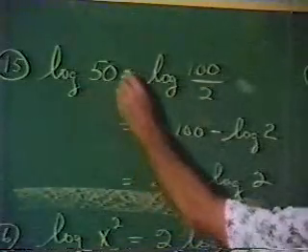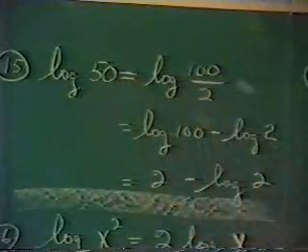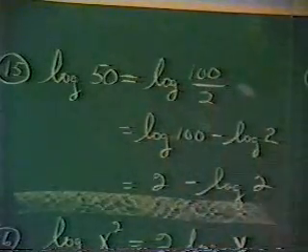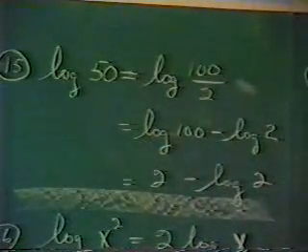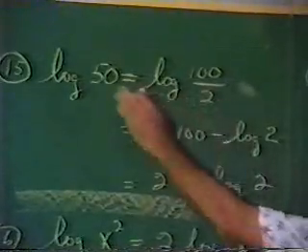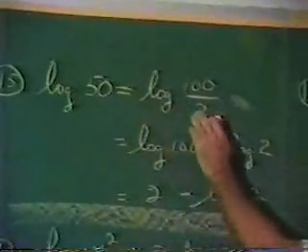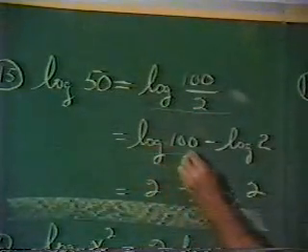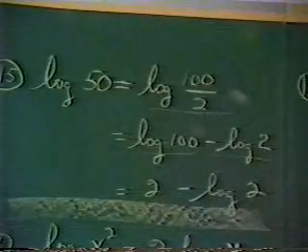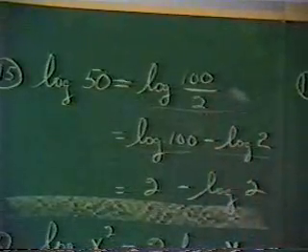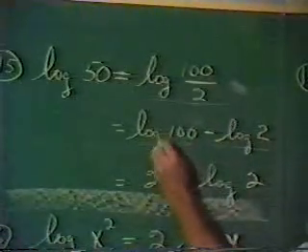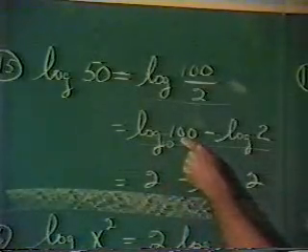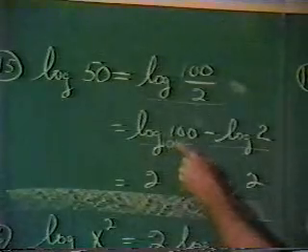Log of 50 is the same thing as the log of 100 divided by 2. I'm just changing 50 into a different form. And of course, I hope you realize I could change it to several different things, but we will take this. The log of 50 is equal to log of 100 over 2. Now this then can be replaced with the log of 100 minus the log of 2. Division is subtraction. Now what's the log of 100? 10 to what power is equal to 100? Well, 10 squared is equal to 100.